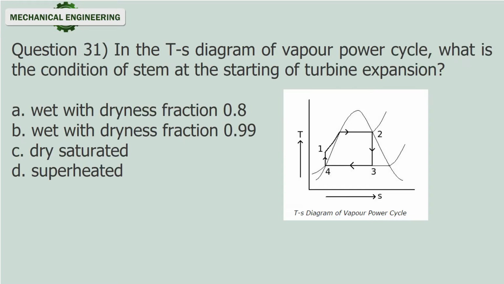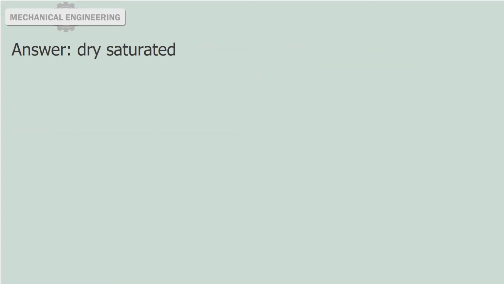Question 31. In the TS diagram of vapor power cycle, what is the condition of steam at the starting of turbine expansion? A. Wet with dryness fraction 0.8. B. Wet with dryness fraction 0.99. C. Dry saturated. D. Superheated. Answer: dry saturated.